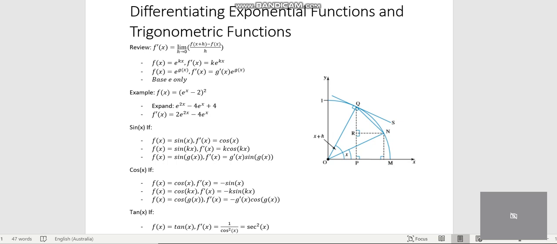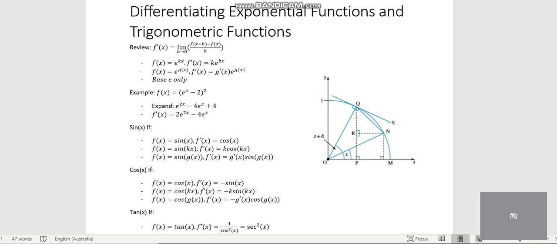If it's sine of kx, then the k comes out as well, so it becomes k cos of kx. And if it's sine of a function g of x, then it's the derivative of the function multiplied by cos g of x. This is based on what's called the chain rule, but we have not gone through that yet. For the time being, it's best to just remember that formula.